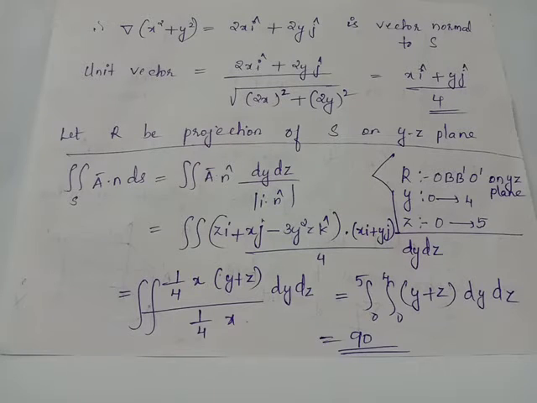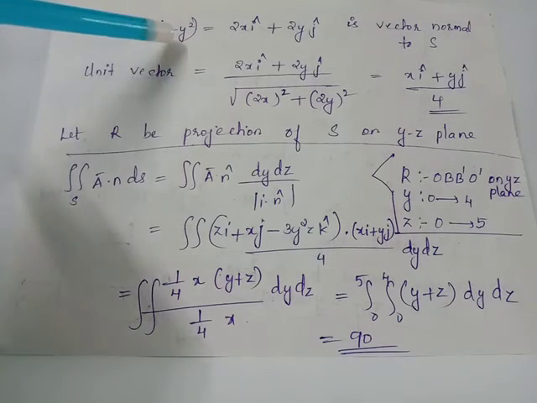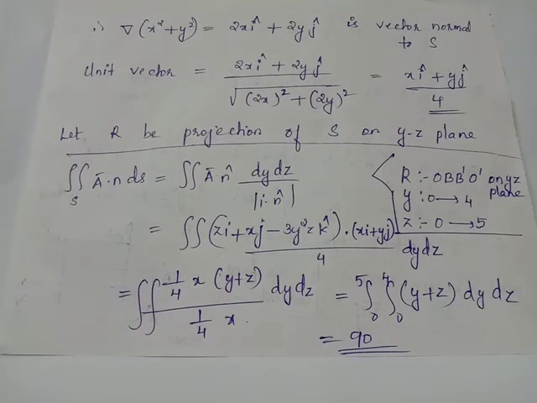We have phi of x, y equals the LHS of the equation x square plus y square equals 16. When you evaluate the gradient of the expression x square plus y square, you get the vector quantity 2xi plus 2yj, and this is the required gradient, which is the vector normal to the cylindrical surface. But this vector, which is the gradient, is not a unit vector.